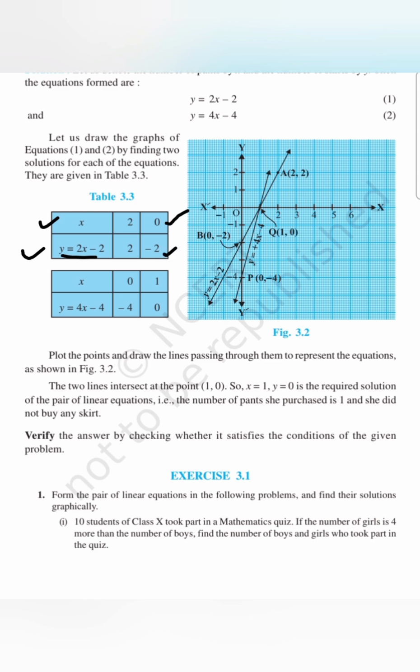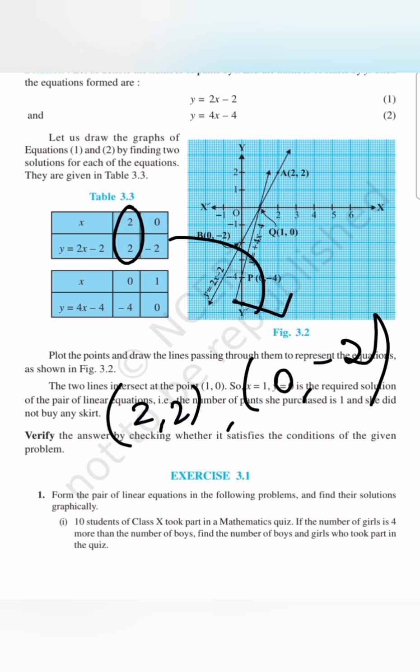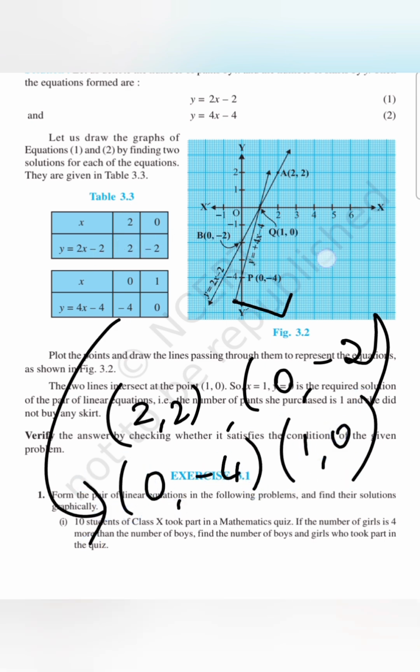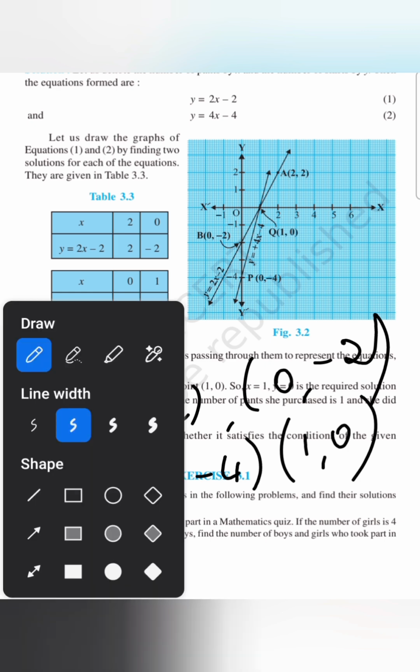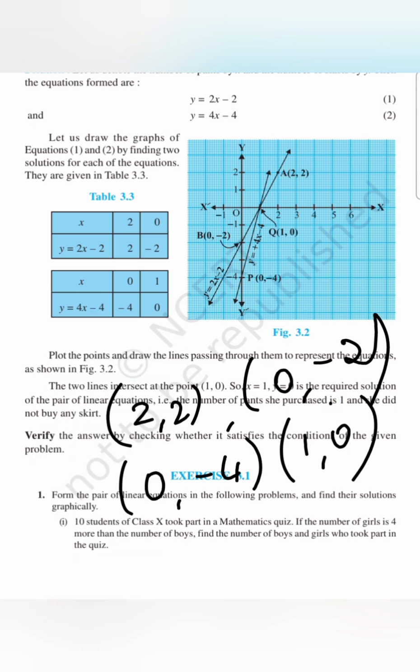Once you fill this table, you have to make them as coordinates: 2 comma 2, then 0 comma minus 2 for the first table, and for the second table you have 0 comma minus 4 and 1 comma 0. Then you plot them on a graph. 2 comma 2 lies over here, x is equal to 2 and y is equal to 2. Then 0 comma minus 2 is obtained on the y-axis: x value is 0, y value is minus 2, on the y dash side.